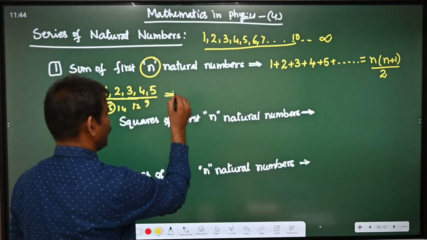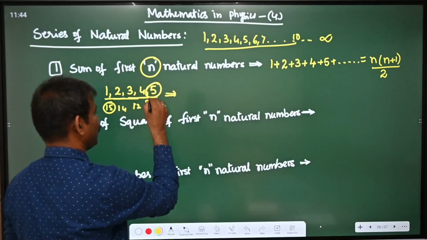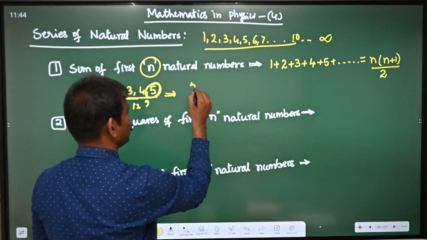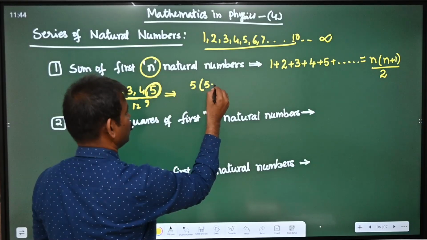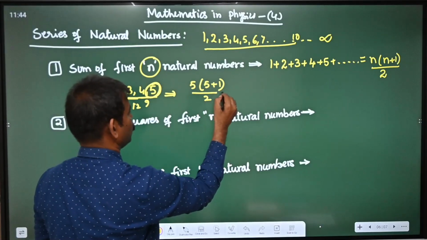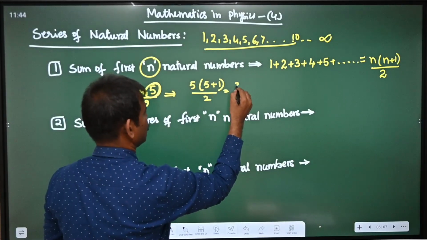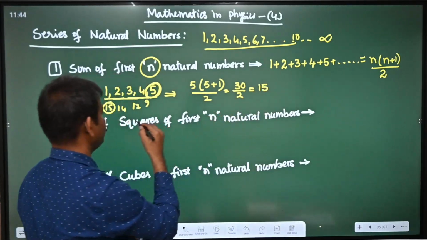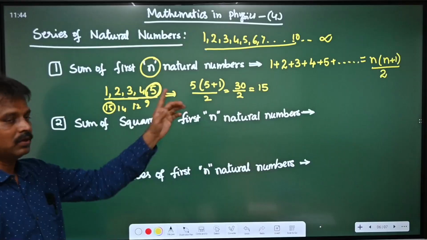But with the formula, the last number is 5, that is, how many numbers are there? 5 numbers. Substitute this: 5 into 5 plus 1 by 2. 5 sixes are 30 by 2, which is equal to 15. So this is what we got there.